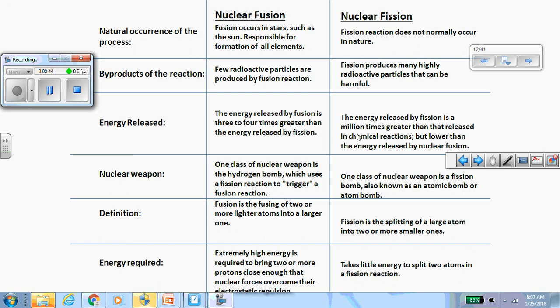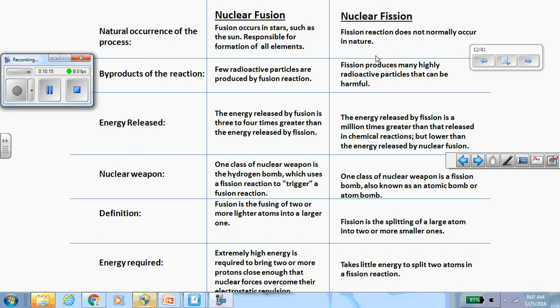However, the energy released from a fission reaction is not going to be as much as you would get from a fusion reaction. However, the energy from a fission reaction is 1,000,000 times greater than that released in a typical chemical reaction. So you are getting a lot of energy from these reactions, but not as much as from a fusion reaction. Fission does not normally occur in nature, so fission reactions would have to be done in a laboratory setting, for example.